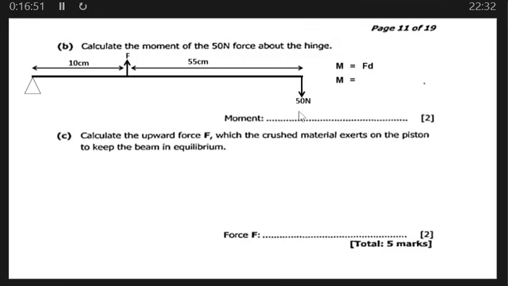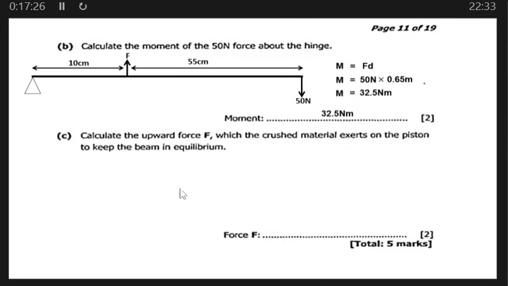So when we divide 65 centimeters by 100, we'll get 0.65 meters. So we'll say moment is equal to force times distance: we are going to multiply 50 Newton times 0.65 meters, which will give us 32.5 Newton meters. These are the units for moment. Don't forget to put units in your answer. So our answer will be 32.5 Newton meters.